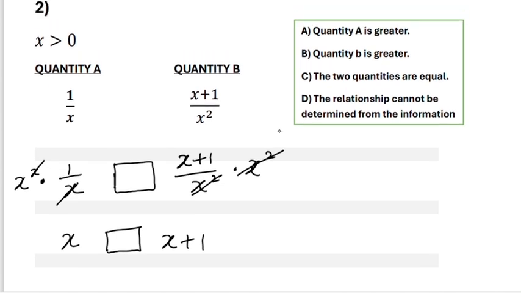We are told that x is greater than 0. So if x is greater than 0, that means x is positive, and when you add 1 to a positive number, it's going to be more. So clearly x plus 1 is greater than x. So the relationship between these two is that quantity B is greater. So the answer to this problem is B.